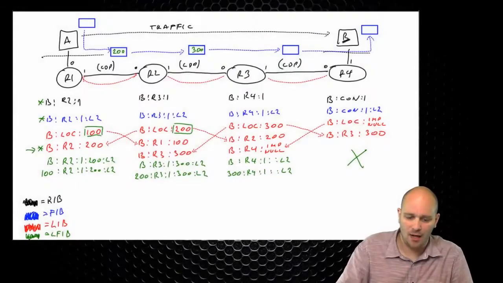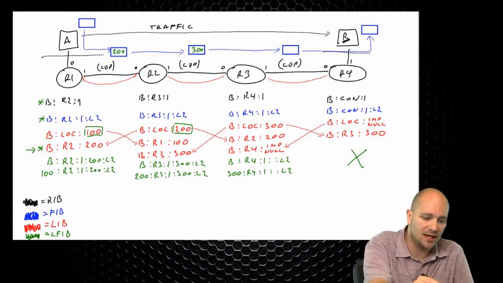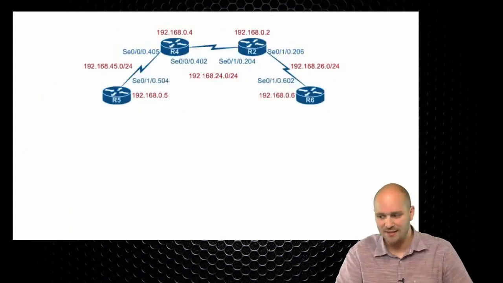We talked about how different tables in MPLS are built, how the labels are exchanged, how we are building the label information base, how we are building the label forwarding information base, and so on. So now the time is to actually look at this in action.